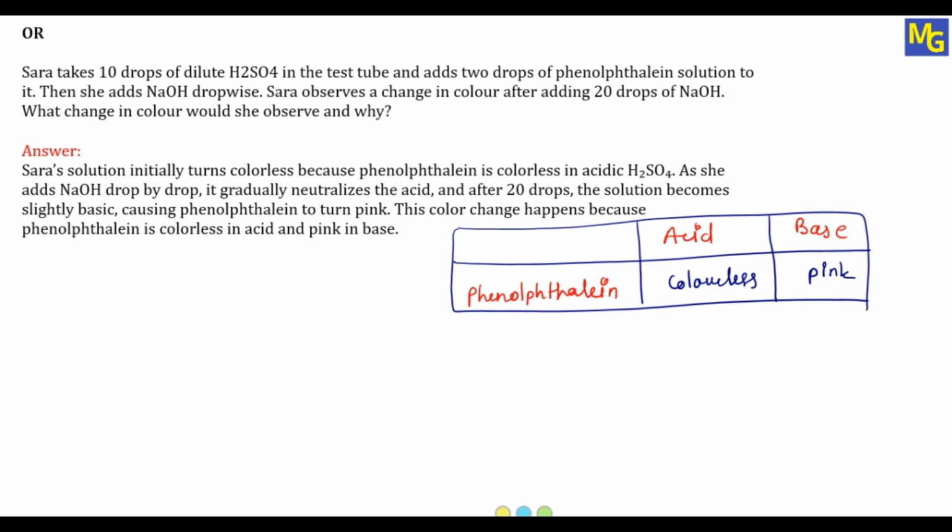Now come to the answer. Sara's solution initially turns colorless because initially it is H2SO4 acid, and in acid if you add indicator it will be colorless, therefore colorless.